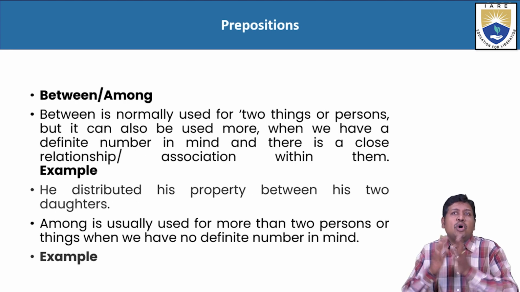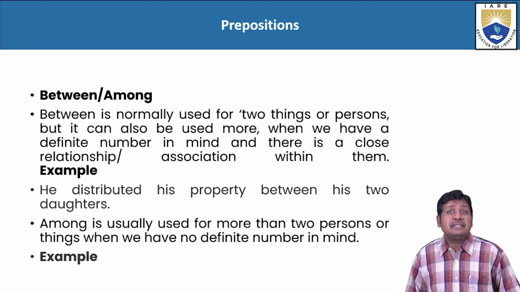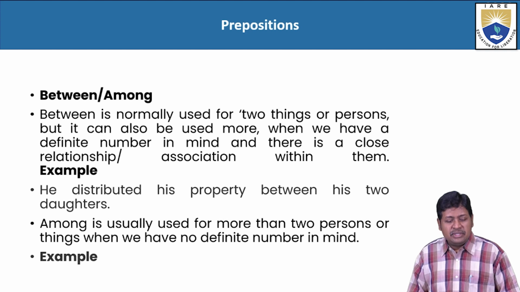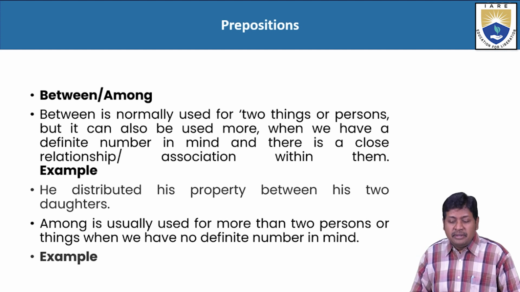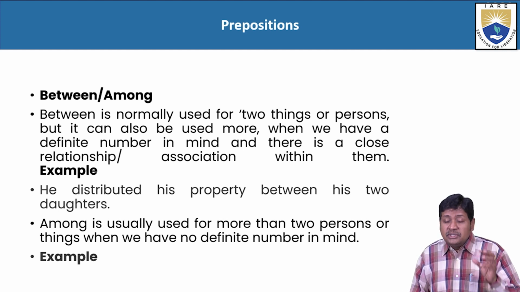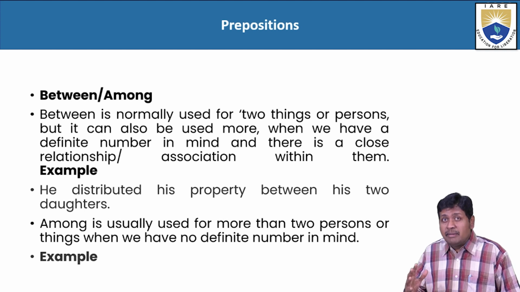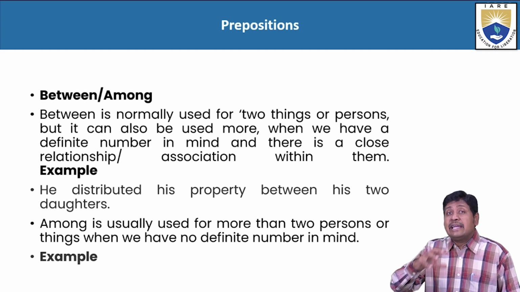Between, among. Between is normally used for 2 things or persons, but it can also be used for more when we have a definite number in mind and there is a close relationship or association among them. He distributed his property between his 2 daughters. Among is usually used for more than 2 persons or things when we have no definite number in mind. The trio kept the secret among them, the duo kept the secret between them. For your easy understanding of the usage of between and among.